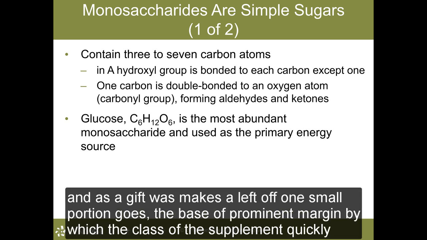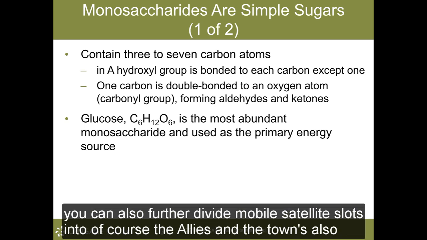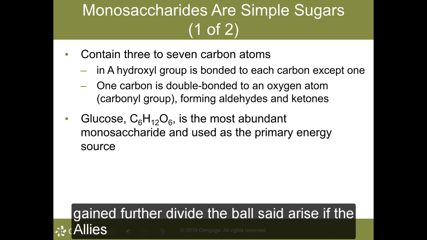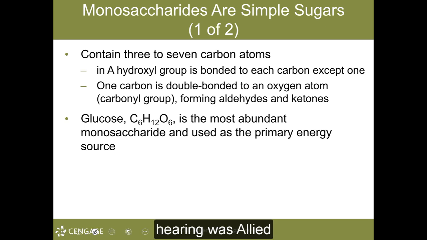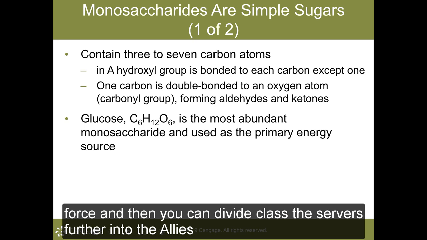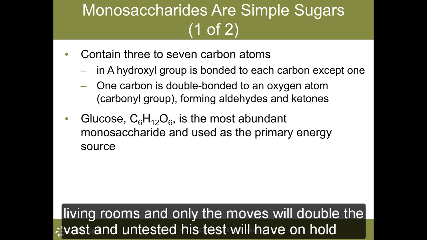And as I get to what's next, I left off one small portion. I was kind of debating upon whether to include it in the lecture. And I'll mention it, class. I guess I'll do it rather quickly. So as I get to this, just keep in mind, class, that you could also further divide the monosaccharides, class, into, of course, the aldehydes and the ketones. I'll say again, you could further divide the monosaccharides into the aldehydes, and that would include ribose, glucose, and galactose, even glyceraldehyde. So I say again, you could divide, class, the sugars further into the aldehydes. And then, of course, the second of two groups, class, with the ketones. And the ketones, class, include fructose, ribulose, and I'll leave it at those. But don't look for me to ask every bit of that on the test, because the test won't have all that on there.